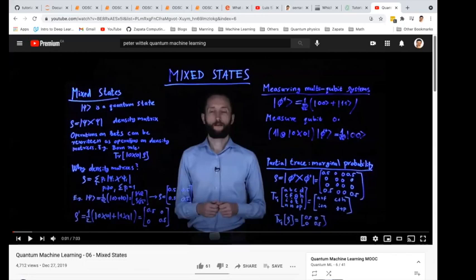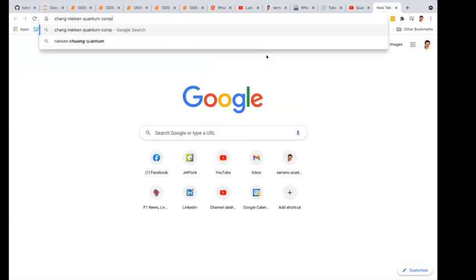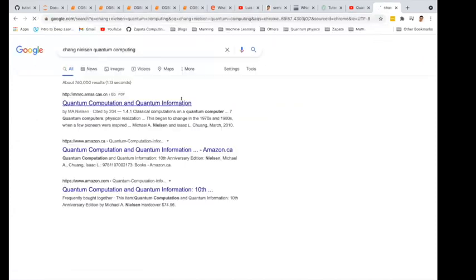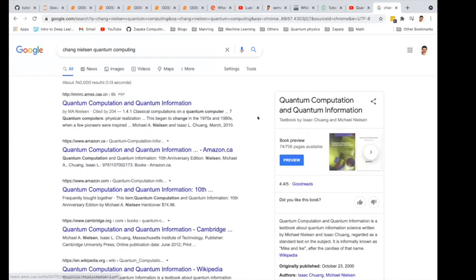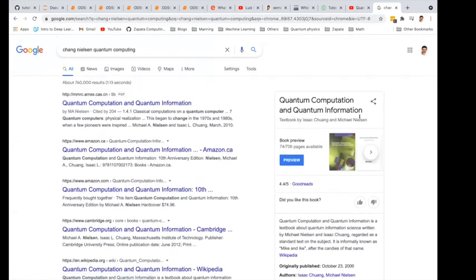Books. There's this one by Chuang and Nielsen, Quantum Computing. This is a book that I use, and it's very good, by Isaac Chuang and Michael Nielsen.